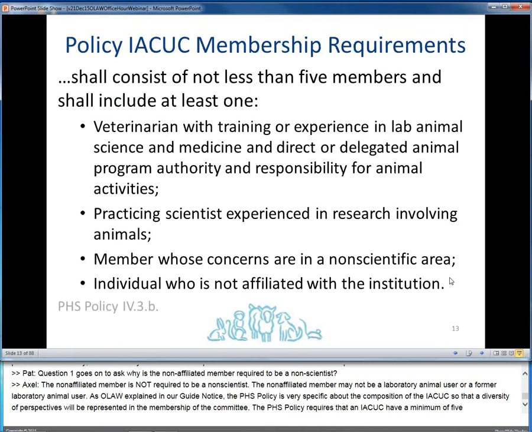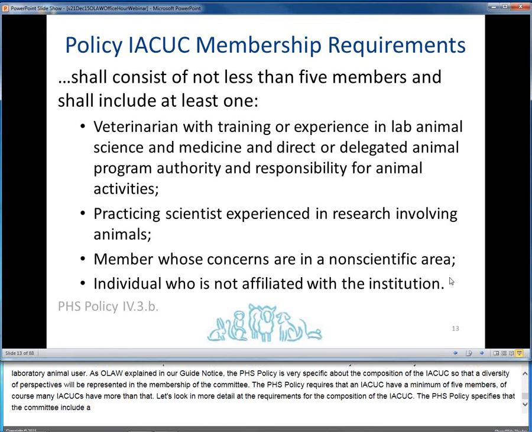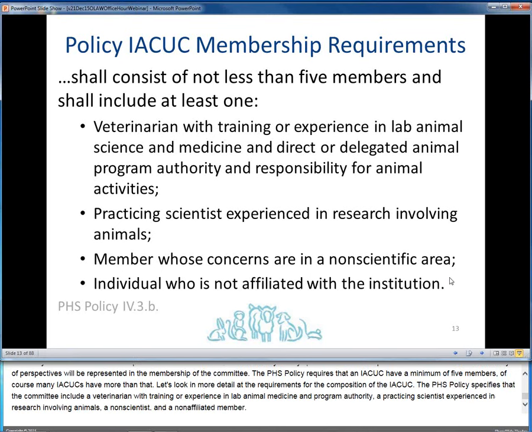Of course, many IACUCs have more than that. Let's look in more detail at the requirements for the composition of the IACUC. The PHS policy specifies that the committee include a veterinarian with training or experience in lab animal medicine and program authority, a practicing scientist experienced in research involving animals, a non-scientist, and a non-affiliated member. We can see that in these brief definitions, the policy and the guide are requiring a very diverse committee.